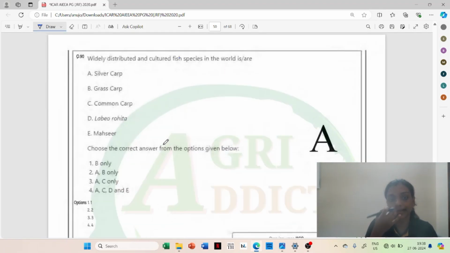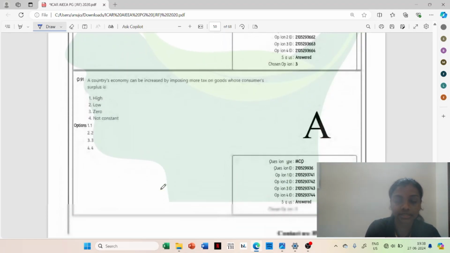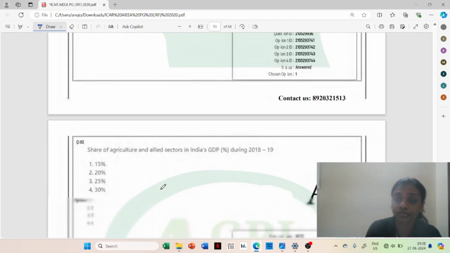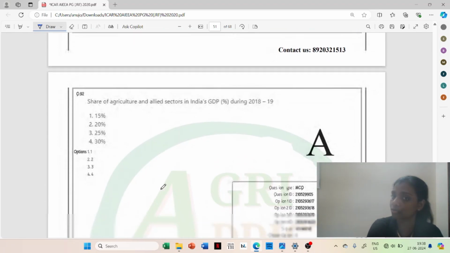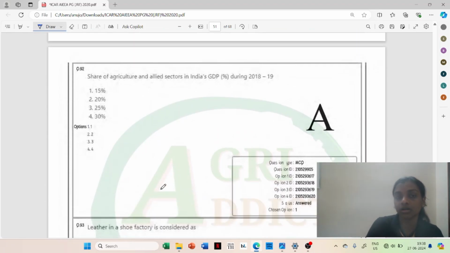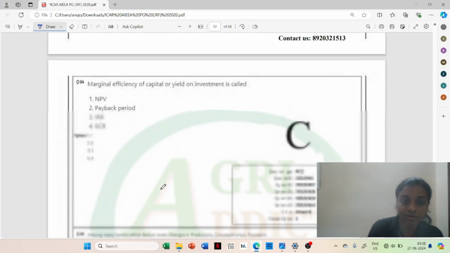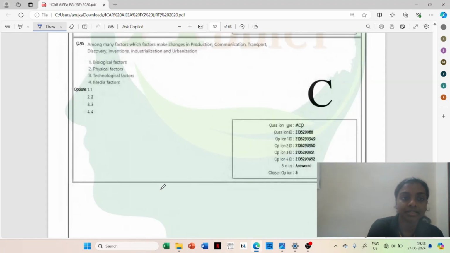Widely distributed and cultured fish species in the world are silver carp, grass carp, common carp, Labeo rohita, and Mrigal. The answer is grass carp only. Even in this question paper, not only from general agriculture, but also from veterinary, dairy, and fisheries, questions have come. So when you are studying, just take a look at that also. These all are already discussed. Next question.